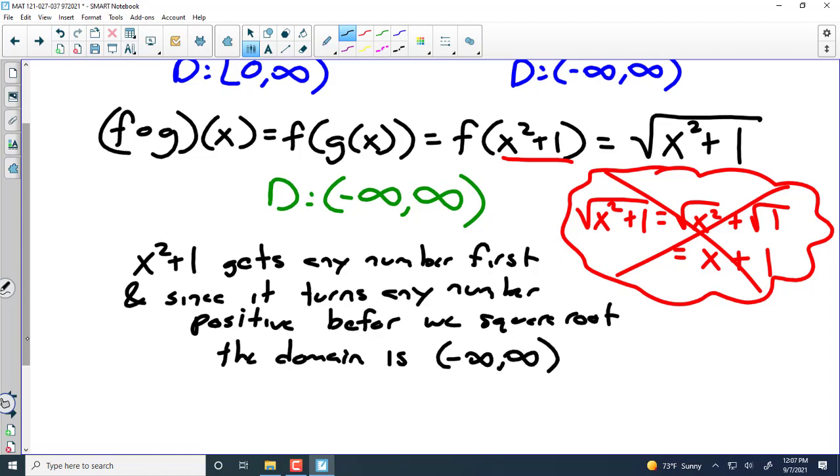So here's what I'm going to tell you, everyone. The easiest trick to remember for determining the domain of a composition is to determine the domain after you've found the composition. But you don't want to simplify anything. This one didn't have anything to simplify, but you cannot simplify first. So we got to be careful.